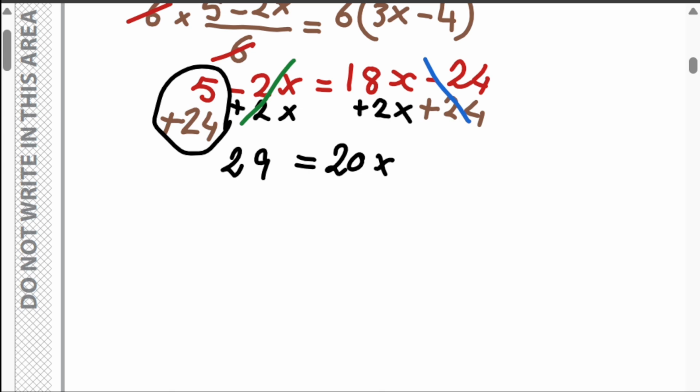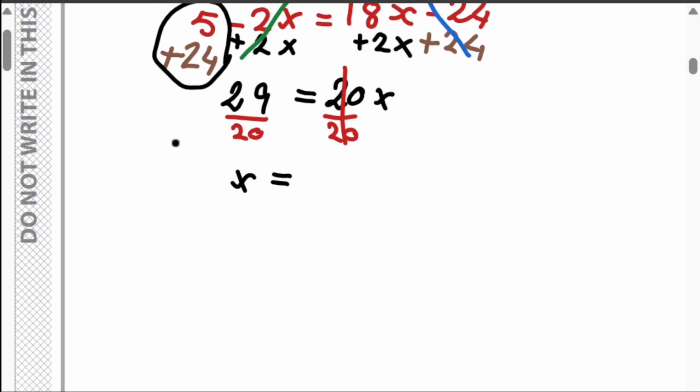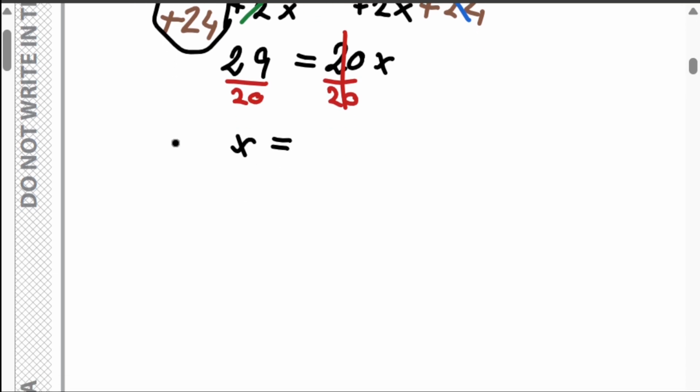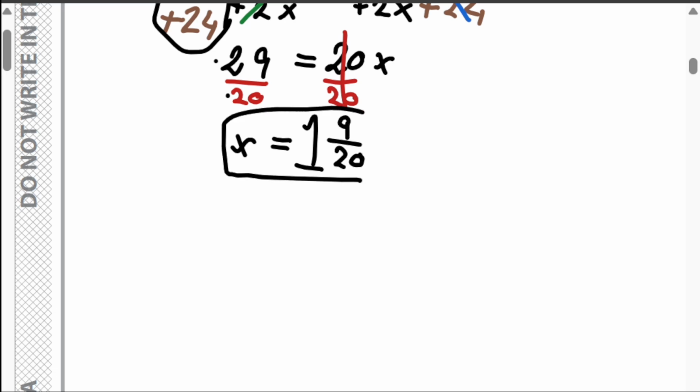To find x, we divide by 20. This 20 is cancelled. So now you have x equals, what's 29 divided by 20? I'll just write it as a mixed number. How many times 20 goes into 29? It goes 1 time. What's the leftover? 9 over 20. And that's your final answer.